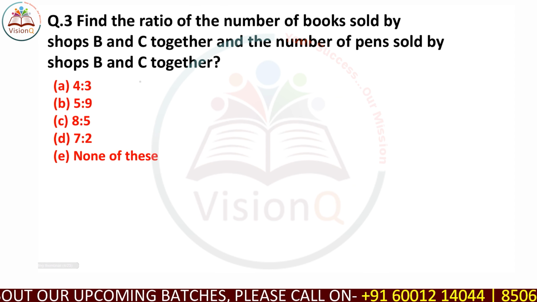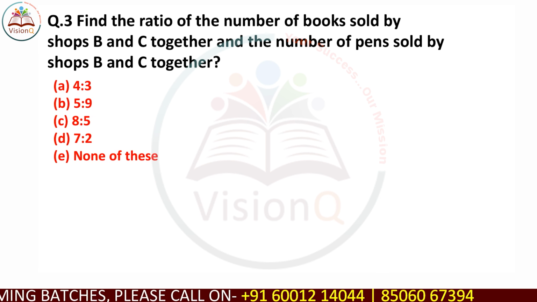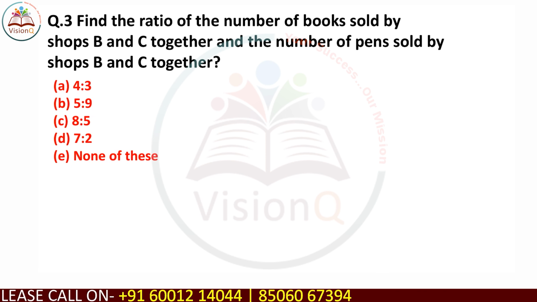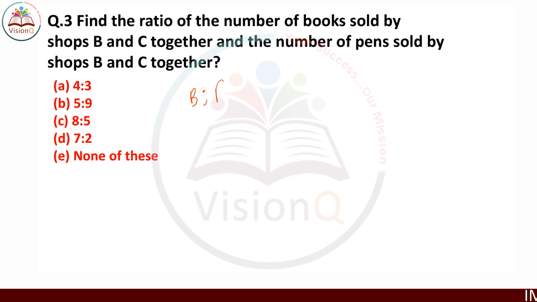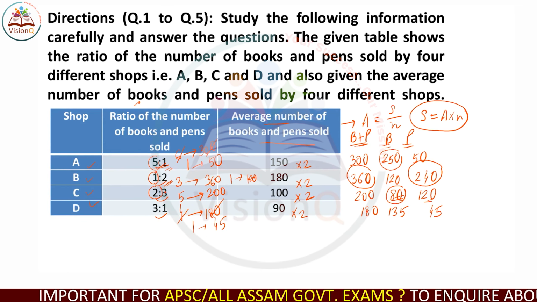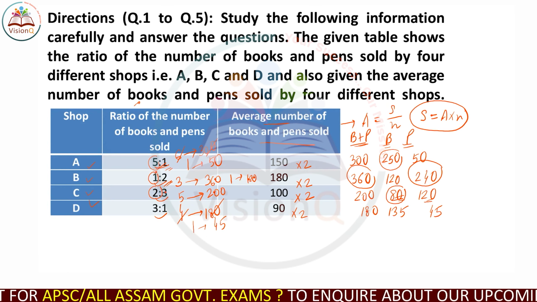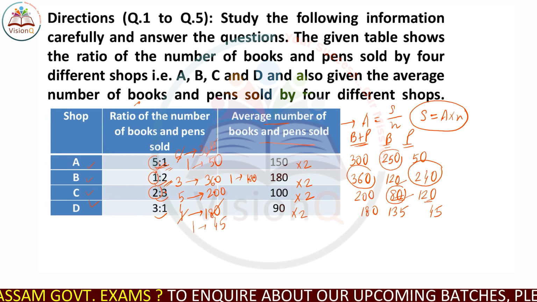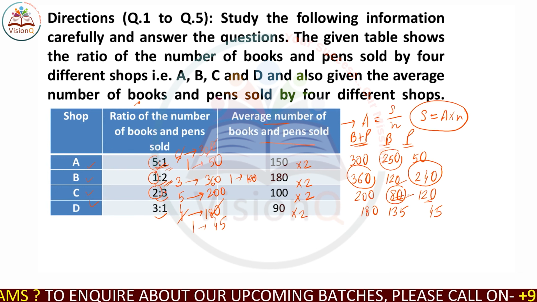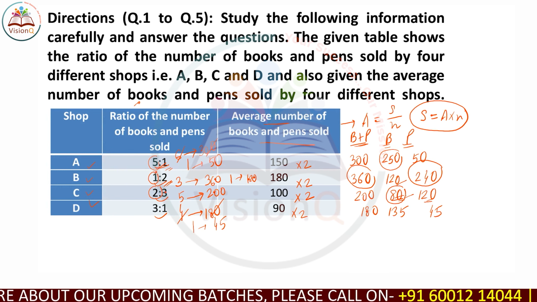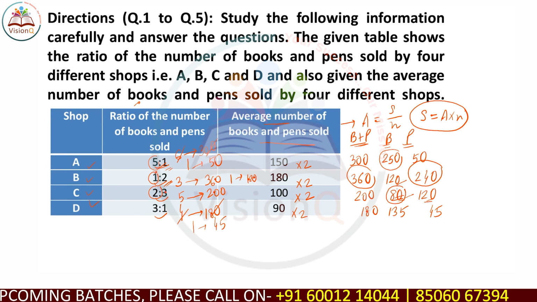Next is question number 3. It is asked to find out the ratio of the number of books sold by B and C together and the number of pens sold by B and C together. Okay, books is to pens ratio. Books sold by B plus C is to the pens sold by B plus C. Now books sold by B plus C, 120 plus 80. That means books sold by B plus C will be how much? 120 plus 80 will be 200.